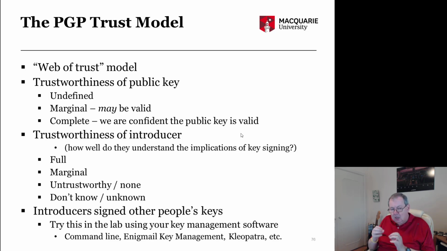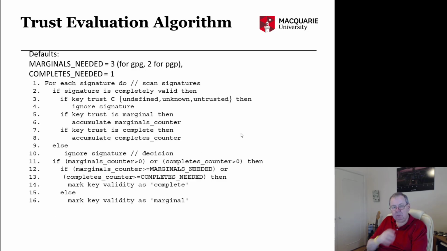Okay. Now you're going to get a chance in the workshops to use key management software. You might use Enigmail, which is the thing we're going to use to sign emails, for example. You may use Kleopatra, or you may use the command line PGP command if you want to do that. Now, the trust evaluation algorithm basically is used by the software that uses PGP to work out whether or not you can trust a signature or not.